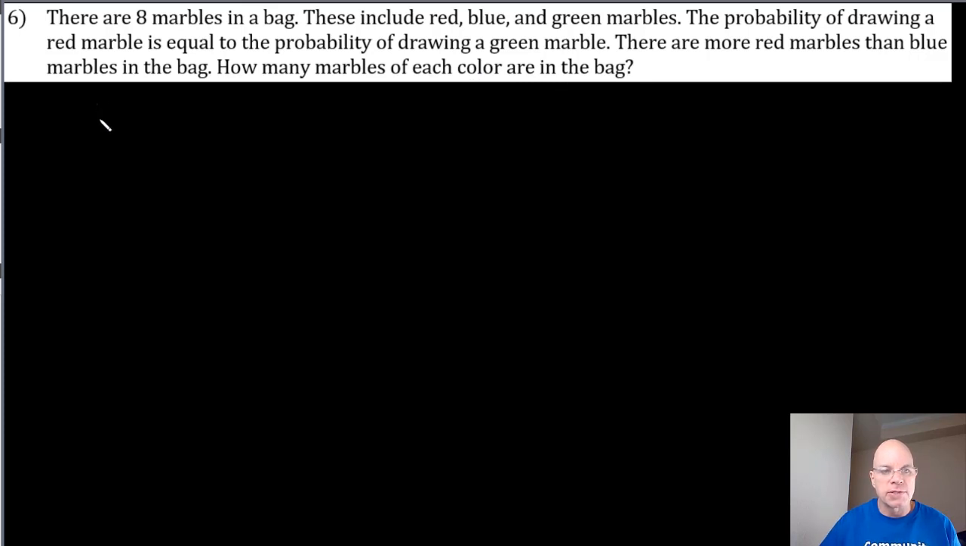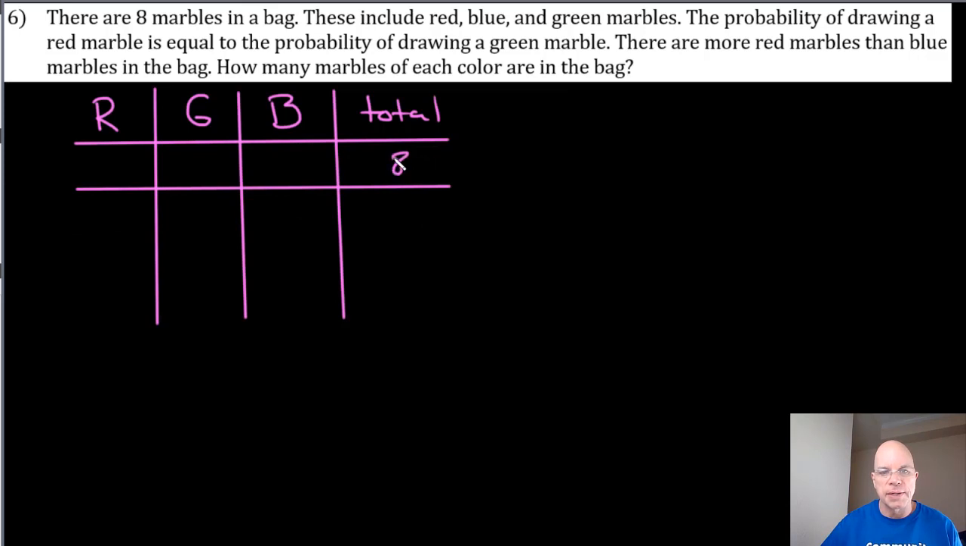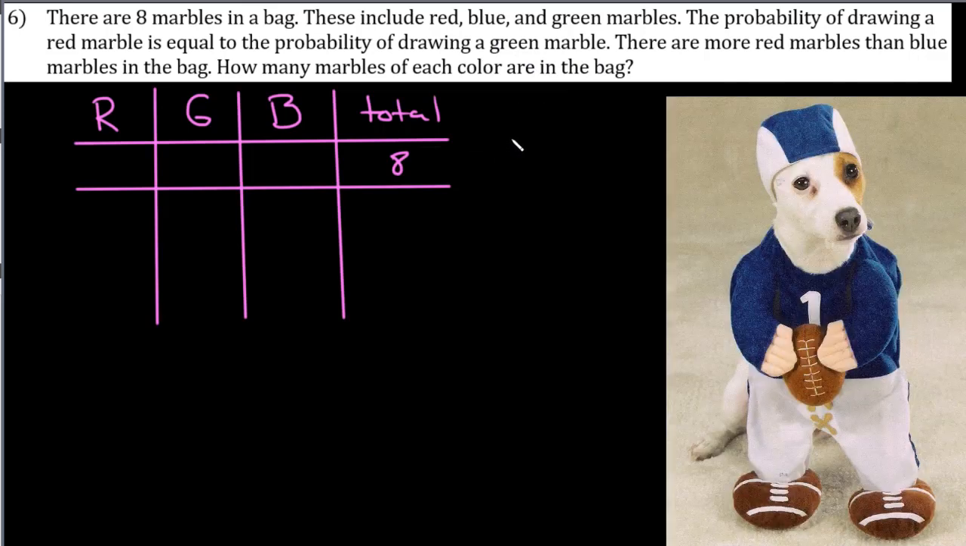I'm going to recommend you use a table for this. Red, green, blue. And let's make another column that says total. Well, the total will always be 8. That's been given to us. But try different numbers of red and green and blue marbles, keeping in mind the extra information that's given to you in the problem until you find a combination that will work. Do that during the pause and then come back and see how you did. Paused.